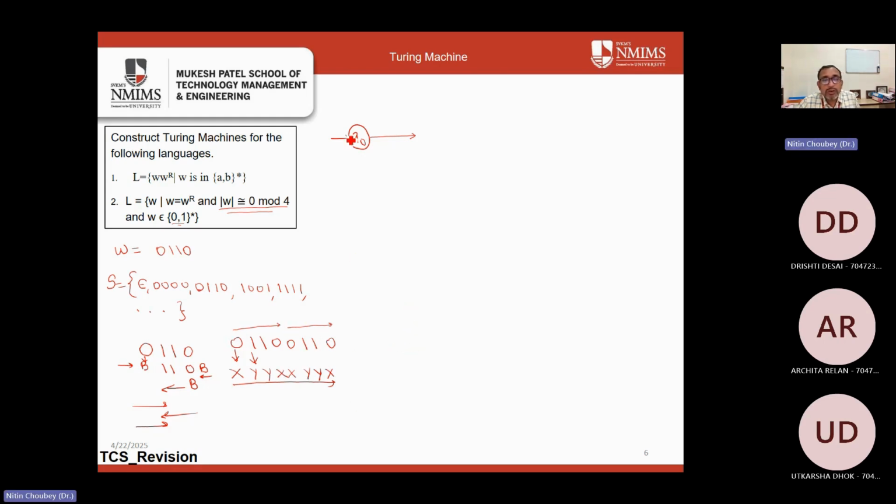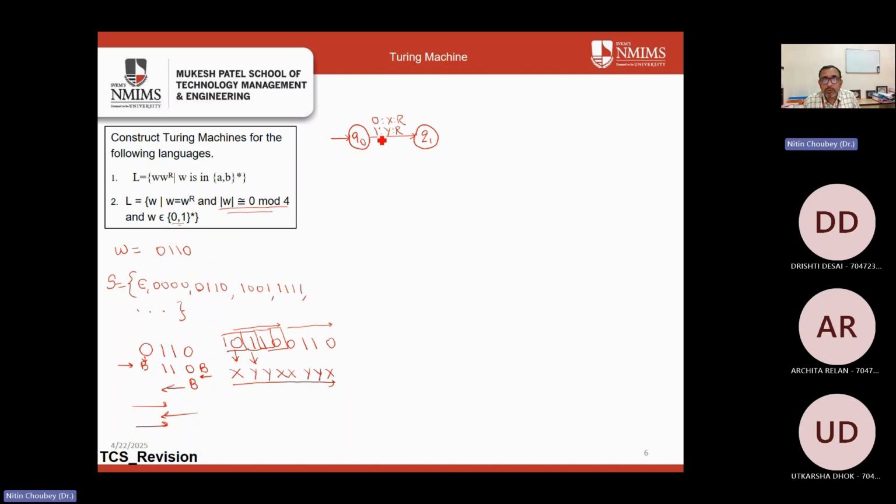So when you have the first symbol, let it be any symbol. If it is 0, replace 0 with X, move to right. If it is 1, replace 1 with Y, move to right. Q1. This is just the first symbol which we scan. Similarly, we'll do it for the second symbol, third symbol, and fourth symbol. After doing 4, we'll come back to Q0 again to repeat this process to ensure that the string's length is a multiple of 4 only.